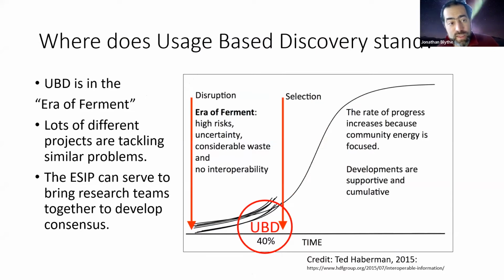So we're in this period of ferment. Ted Habermann coined this term. This is his graph from a 2015 presentation on metadata, and that very much applies here. There are a lot of different projects tackling similar problems. We're not yet at a place where we can put our energy towards this and be efficient and make progress. So we need to work on this some more before we can converge. And that's why I think this cluster needs to soldier on and continue to work.